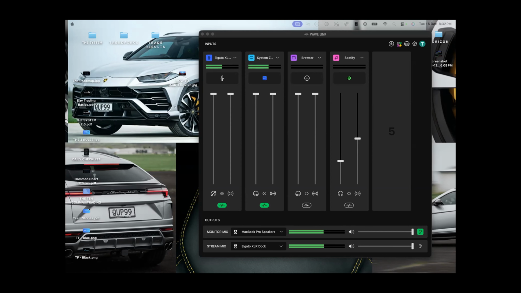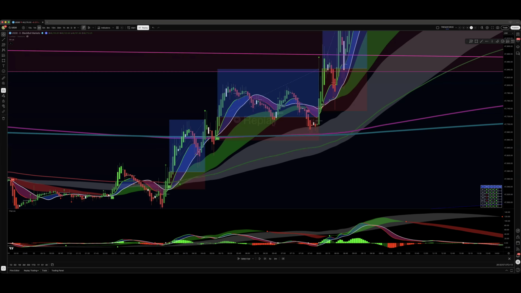Oh, we can't see your screen. You've got your sound mixer on the screen. Oh, sorry, guys. Shared the wrong box. There's too many boxes here. It is TradingView. Wonder why I did that. Sorry, guys. There we go. Can you see that? There we go.